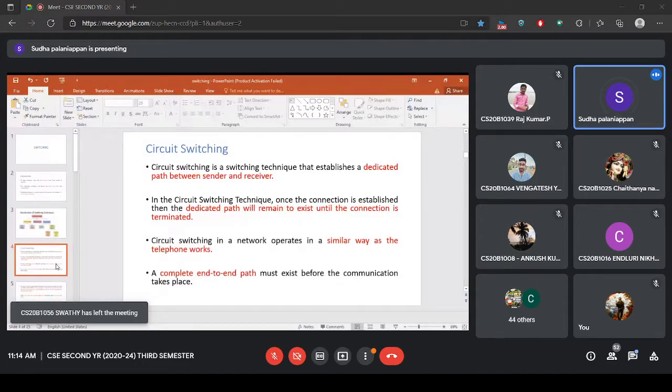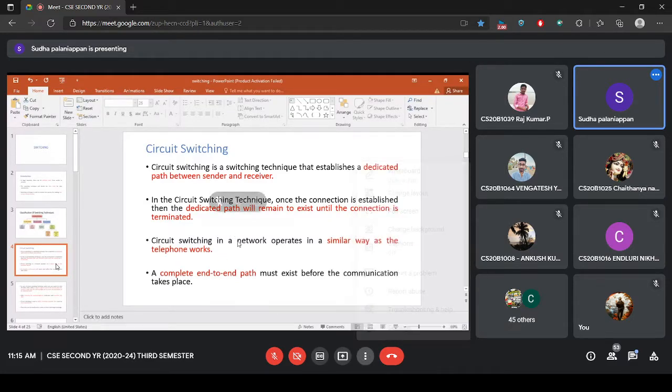What is circuit switching? Circuit switching is a technique that establishes a dedicated path between sender and receiver, as I said earlier. By using the switching technique, we find the optimal path for transferring the data from one system to another system. Circuit switching provides a dedicated path, otherwise we can call it a channel, between the sender and receiver for data transmission.